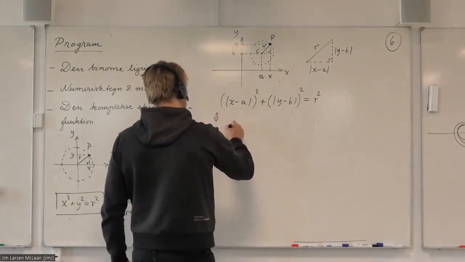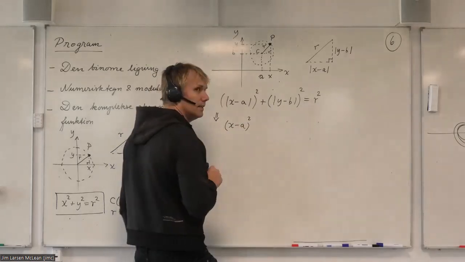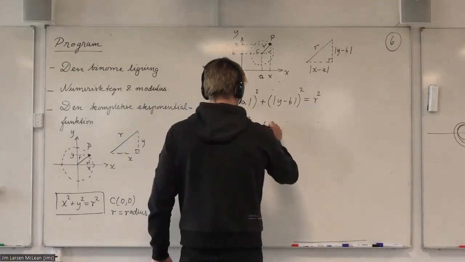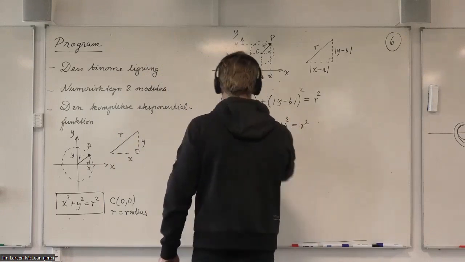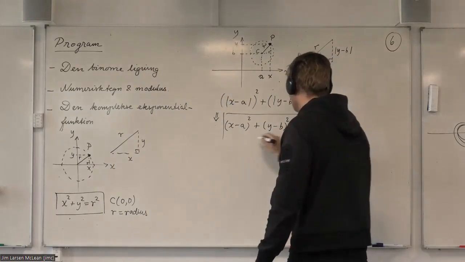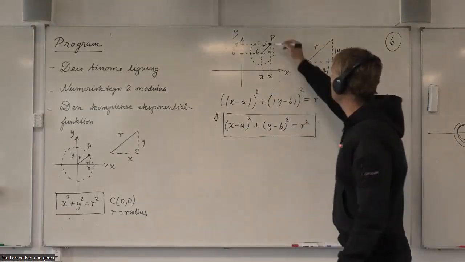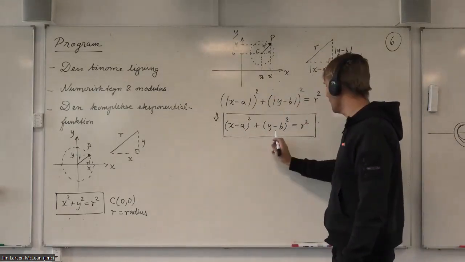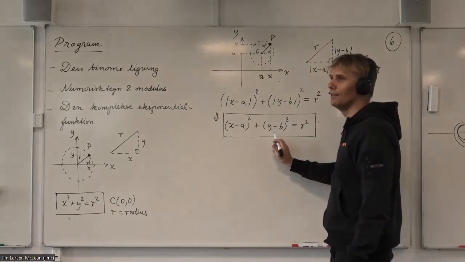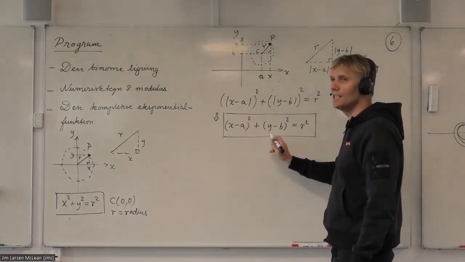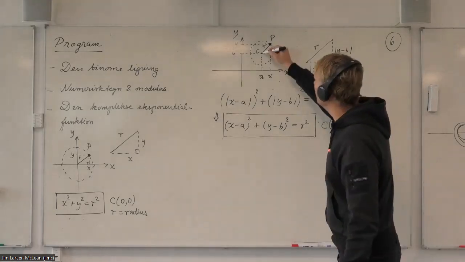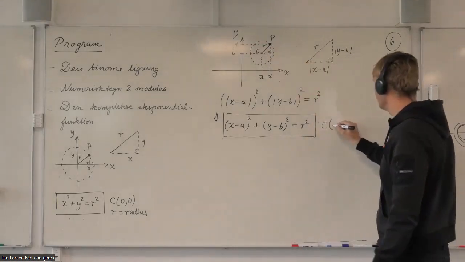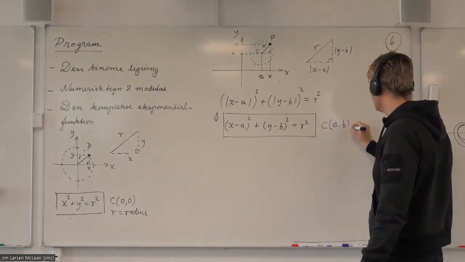Like x minus a, in parentheses, squared, plus y minus b squared should equal r squared. And this too must hold true if point P lies on the circle. That's why it's called the equation of a circle. And which circle does this equation represent? The one with the center (a, b), and the one that has radius r.